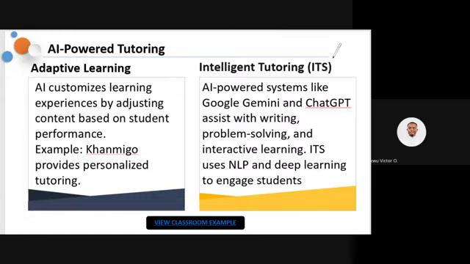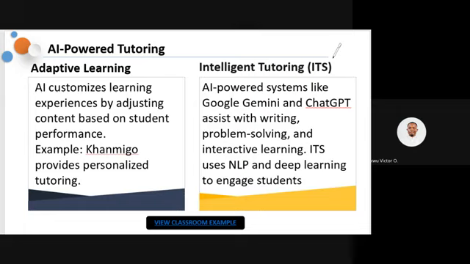So as a tutor, you may use AI to further deepen understanding of a particular concept. Then AI-powered tutoring, we have ITS, like AI-powered systems such as Gemini and chatbots, which will actually assist you with writing and problem solving. Through their interactive learning modules, they utilize NLP and ITS to help deepen the learning of the students and make them better engaged in whatever content we've created for them.